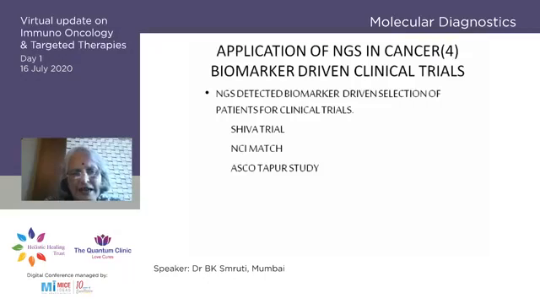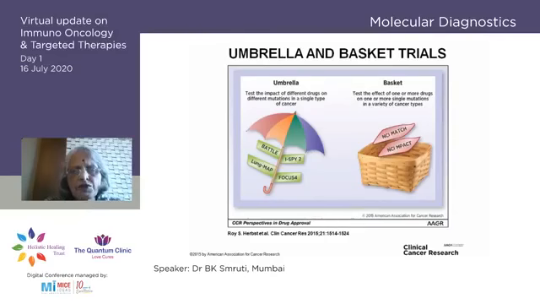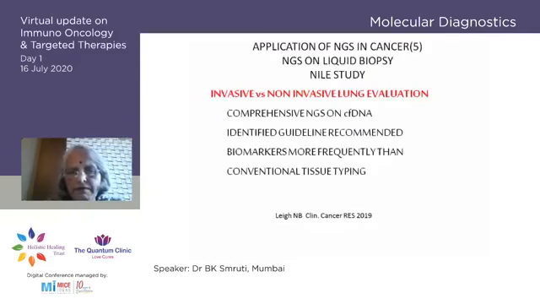Then you have the NCI match and the ASCO TAPUR study. Next slide. So you get all these trials grouped into umbrella and basket trials. So basket trials are actually driven by a single mutation in various cancer types, whereas the umbrella trial is driven by histology with different mutation. Next slide. So this is the NICE study which looked at the liquid biopsy being equivalent or even better than tissue based. Next slide.